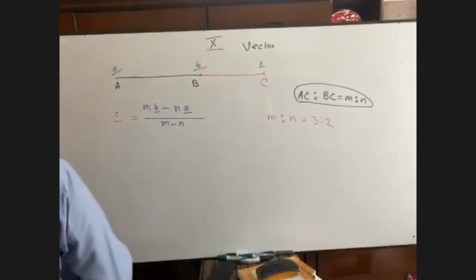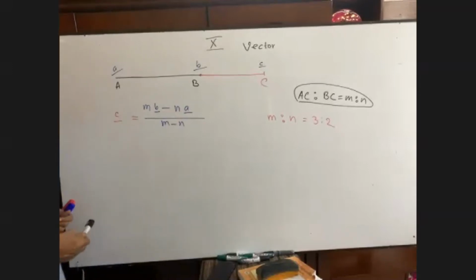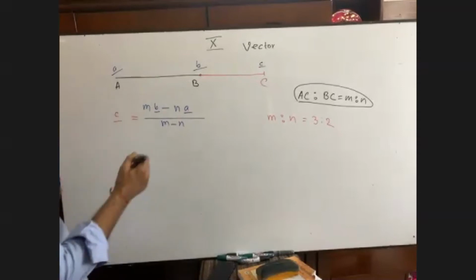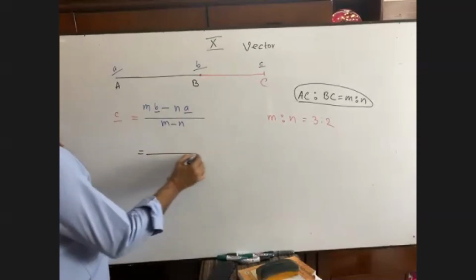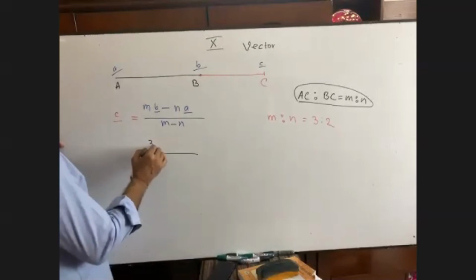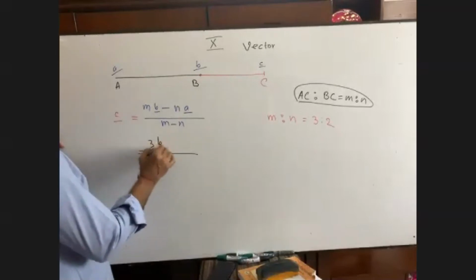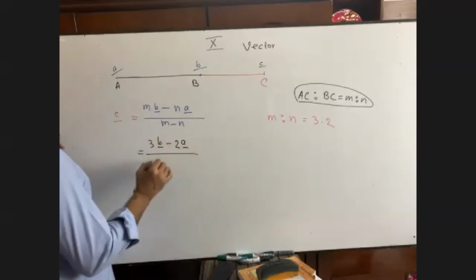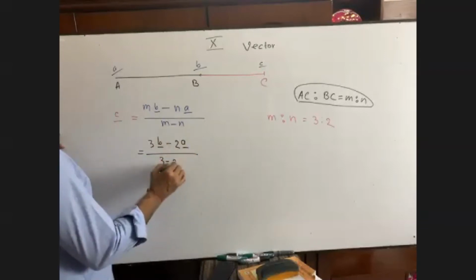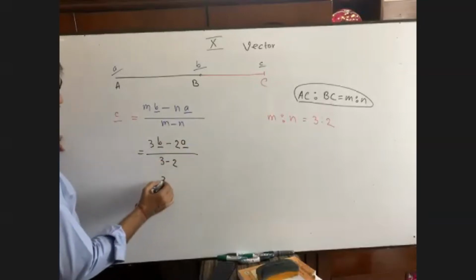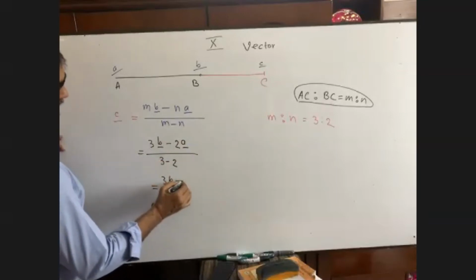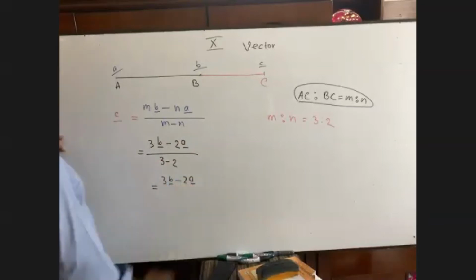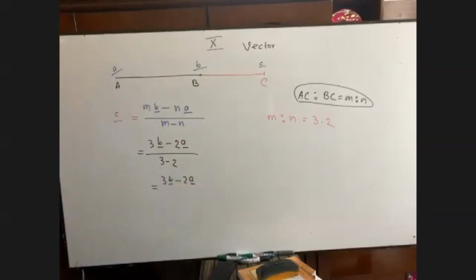Have you got me? Yes, sir. So what is M? 3. What is N? 2. What is M minus N? 3 minus 2, that is 1. So we are getting 3B minus 2A. We are done. Is it okay to all?